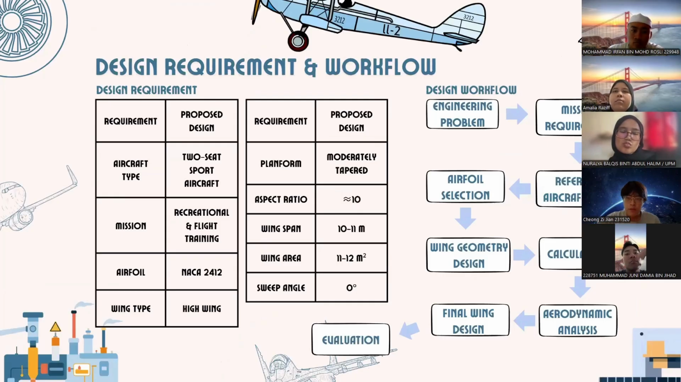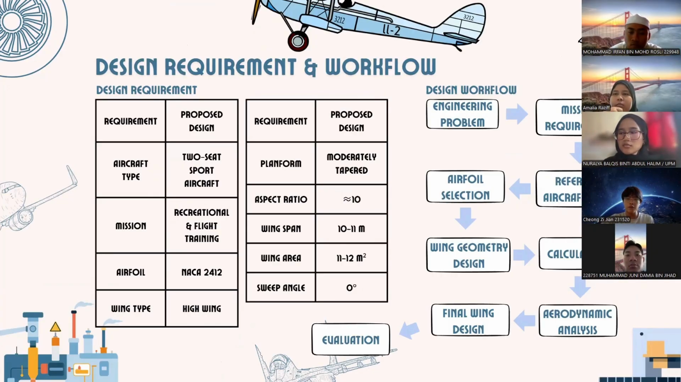Based on the engineering problem, we established the main design requirements for Astra AT-2. The aircraft is designed for recreational flying and flight training, using the NACA 2412 airfoil, a moderately tapered wing, an aspect ratio of approximately 10, a wingspan of about 10 to 11 meters, and a wing area of approximately 11 to 12 square meters.